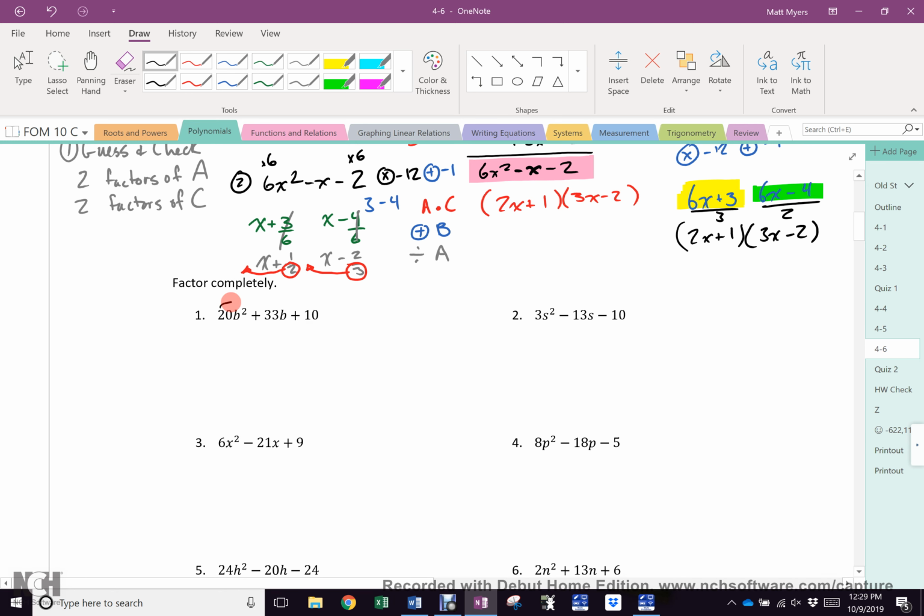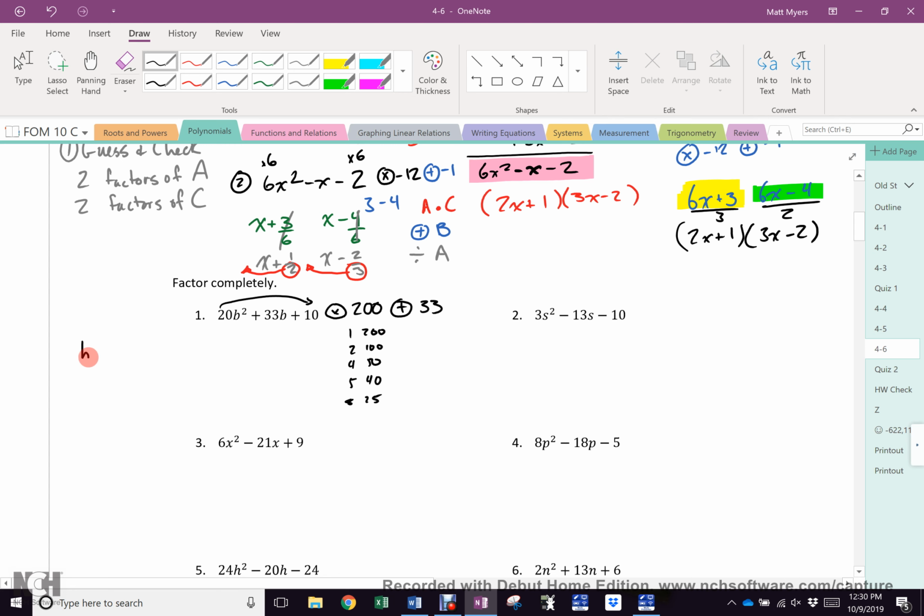In both of these, I have to do this math. I got to multiply to what? No, A times C, 200, and I got to add to what? I still add to B. Add to 33. Is it 1 and 200? No. 2 and 100? 4 and 50? 5 and 40? 8 and 25? Yeah. Right? So, now I have a choice.